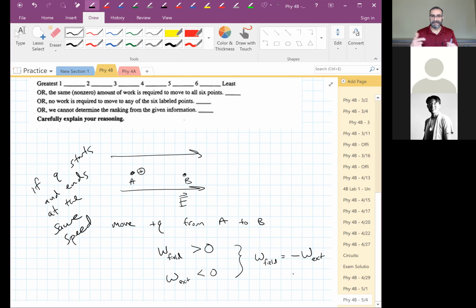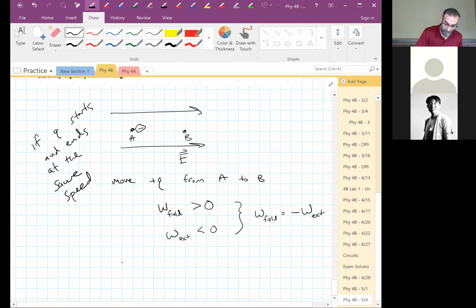Why do we like to think in terms of a field force and an external force? Because the particle doesn't always want to go in that direction. What if the particle was negative? Now we're moving a negative q. If we let go of a negative charge at point A, is it ever going to end up at point B because of the field pushing on it? No, it's going to go the opposite direction.